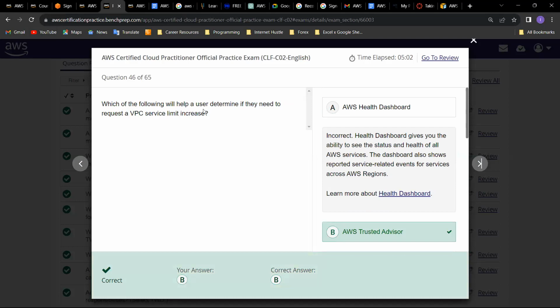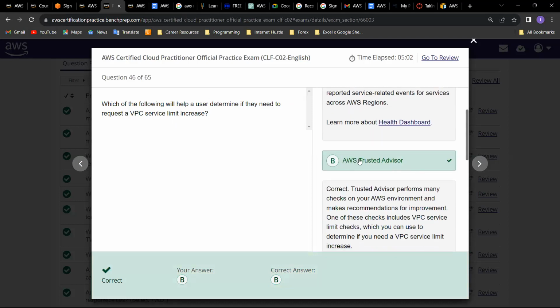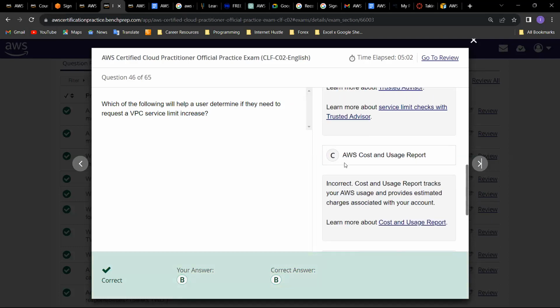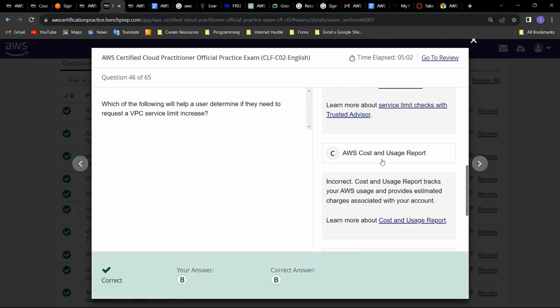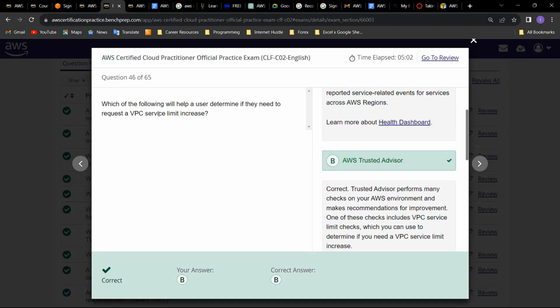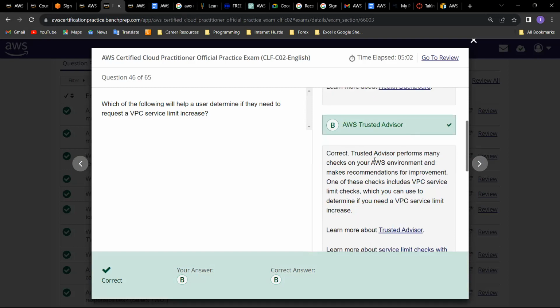So 46. Which of the following will help a user determine if they need to request a VPC service limit increase? That was Trusted Advisor. I think another answer was Cost and Usage Reports. Yes, that's the other answer. Can you choose that one? Cost and Usage Reports tracks your costs. Let me look at the question. Mine would be the graphical one. When we talked about the graph, you want to visualize it.